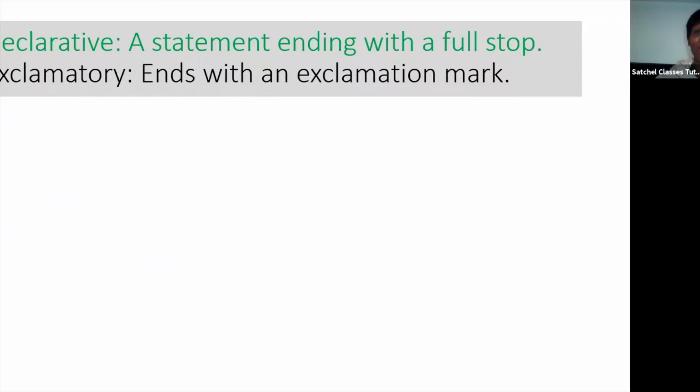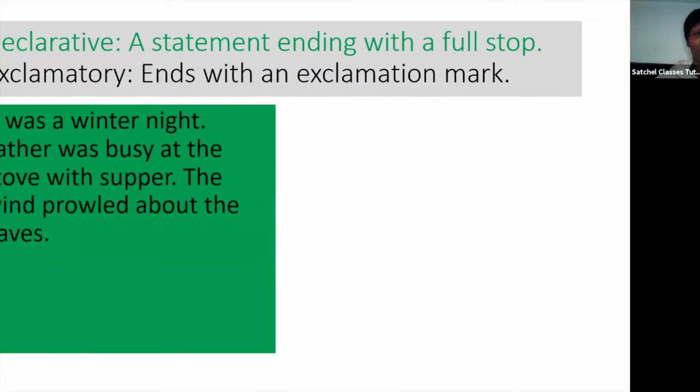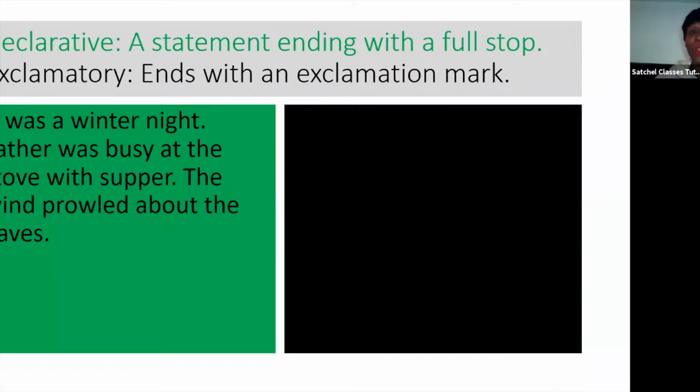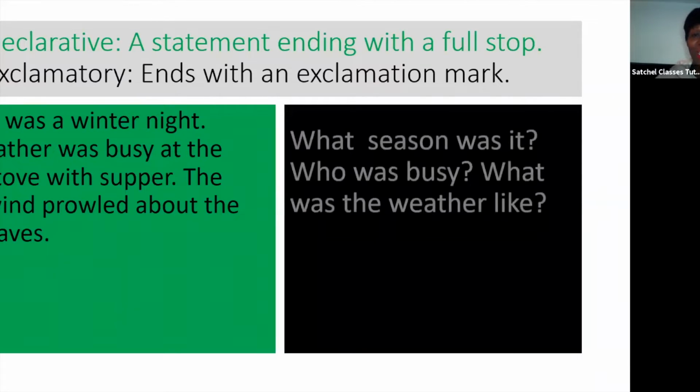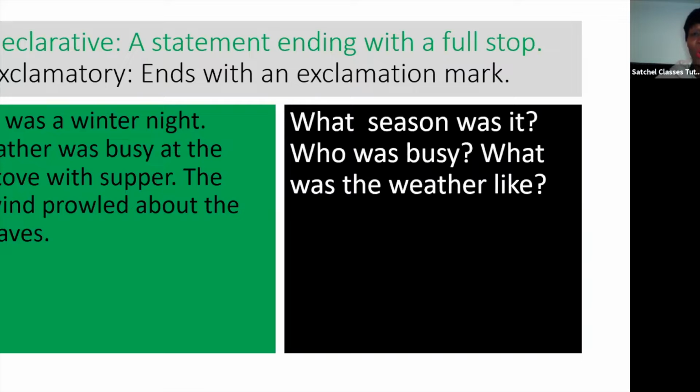Now, what's the difference between a declarative sentence and an exclamatory sentence? Well, declarative sentences end with full stops. They give opinions, factual opinions, or facts and opinions. For example, it was a winter night. Father was busy at the stove with supper. The wind prowled about the eaves. If we were using interrogative sentences, then we would ask questions. What season was it? Who was busy? What was the weather like?